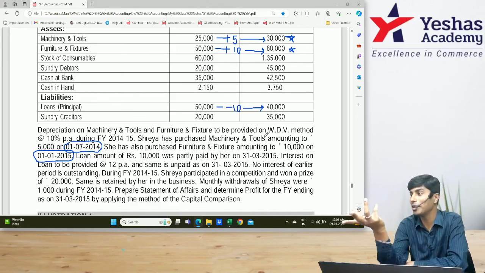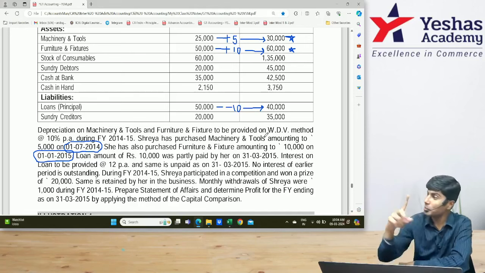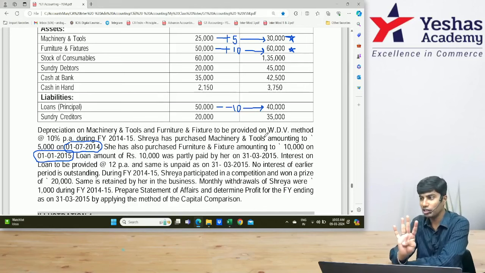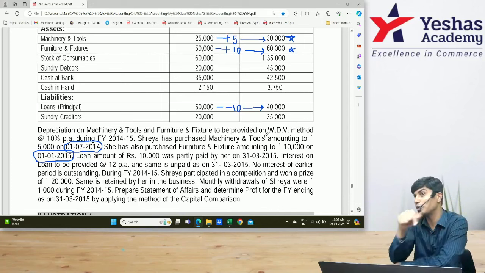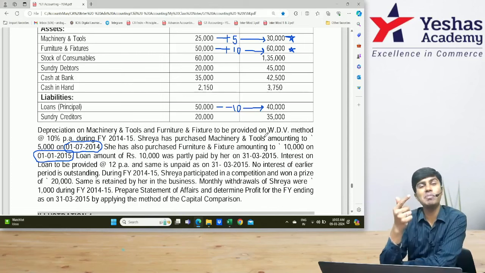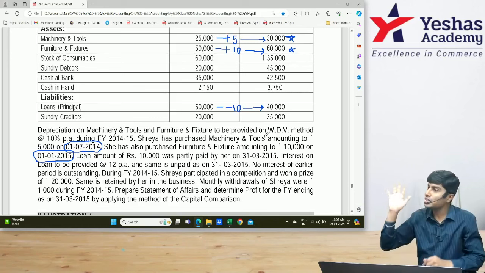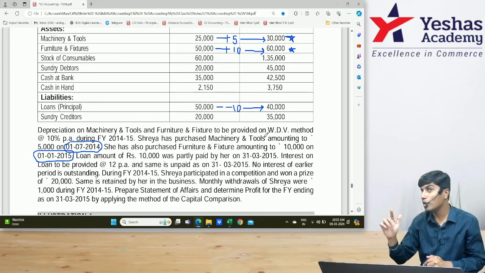Depends. When is the loan repaid? Let us say 10,000 is repaid at the beginning of the year. Then the amount outstanding for the entire year is 40, so interest will be computed on 40 for 12 months. What if the 10,000 repayment is done on the last day of the year? Throughout the year, the amount outstanding is 50, so we compute interest on 50.